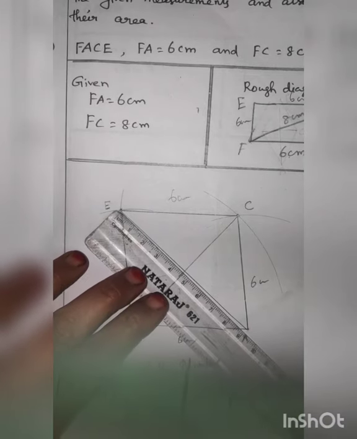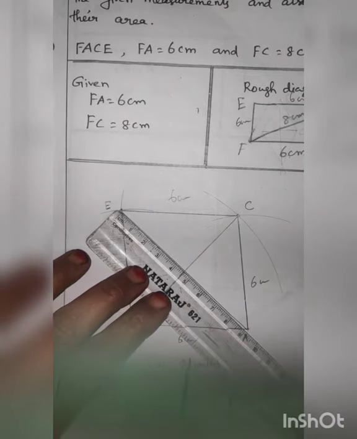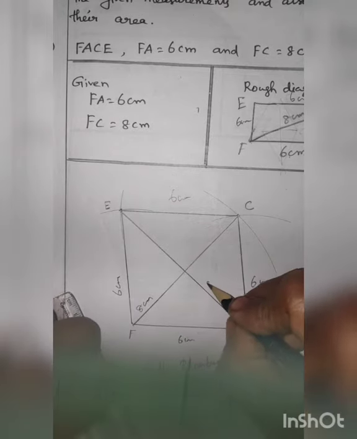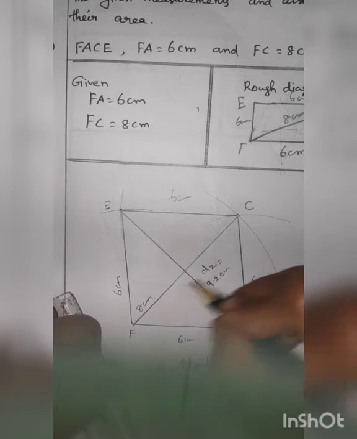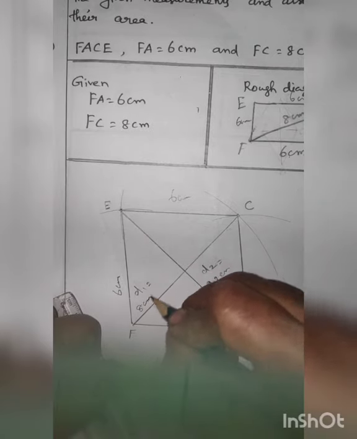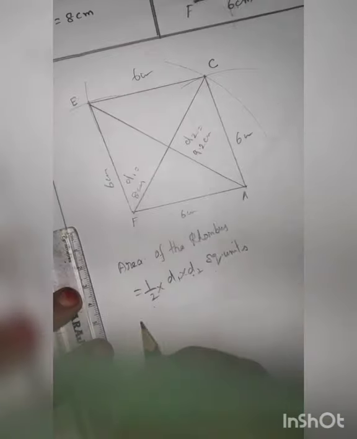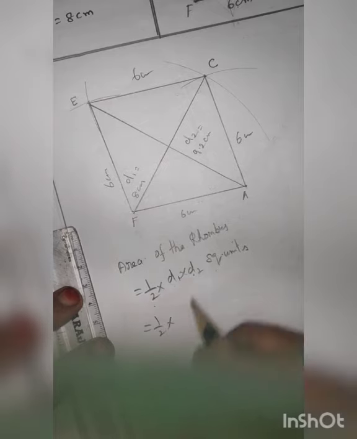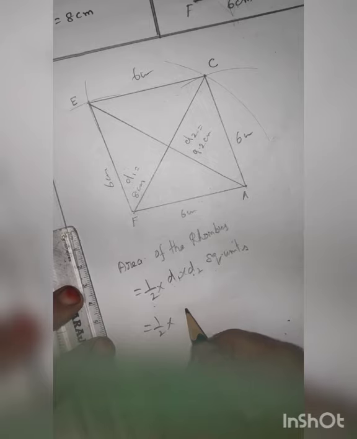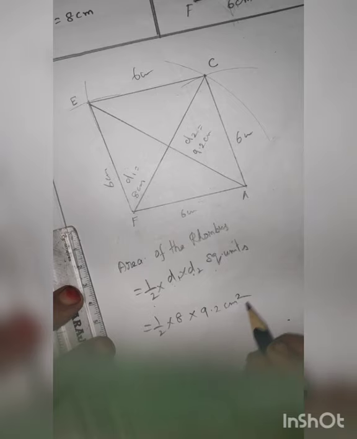EA length equals 9.2 centimeter. How much centimeter there? 9.2 centimeter. This is D2 equal to, you write it. Here D1 equals 8 centimeter. 1 by 2 into D1 value is already there; join the line on diagonal F and C, you write 8. Next, D2 length equals 9.2 centimeter squared.